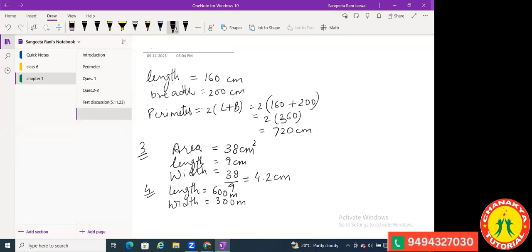Now the rate is given to be rupees 7 per 100 meter square. What is this per 100 meter? For every 100 meter square, it is charging 7 rupees.